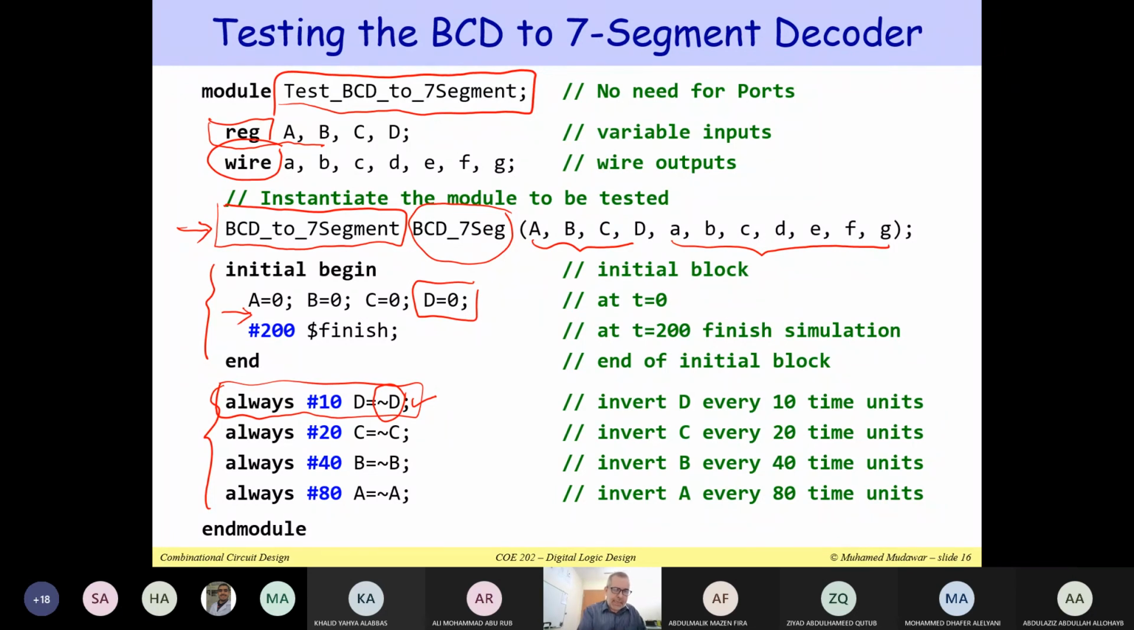In the case of C, we are actually changing the value of C every 20 nanoseconds. It means that initially C was 0, and then after 20 nanoseconds, it becomes 1.